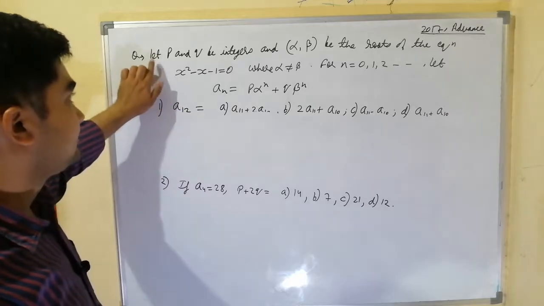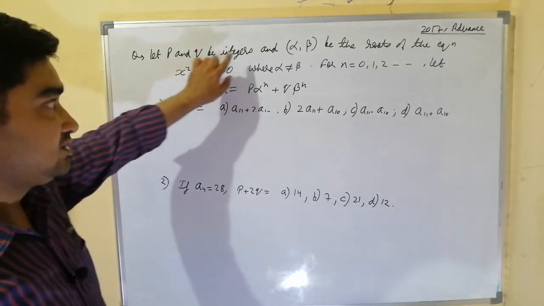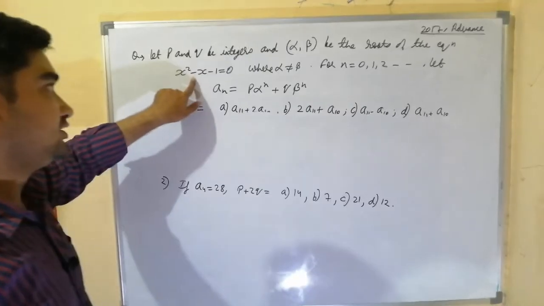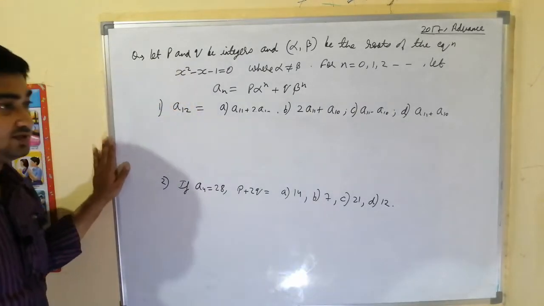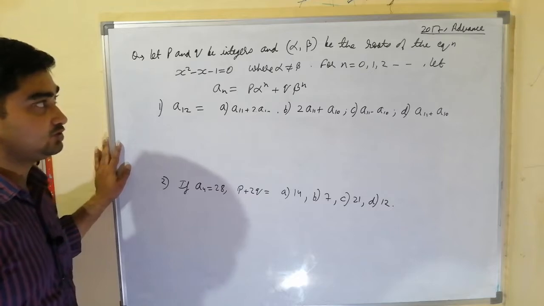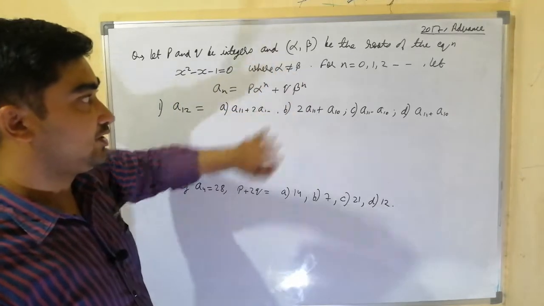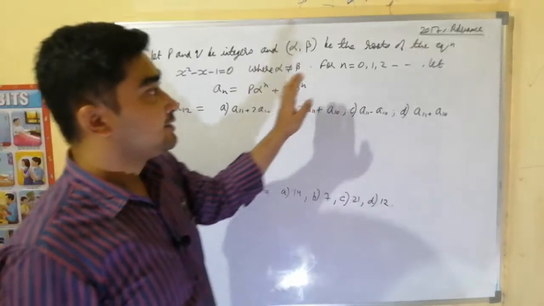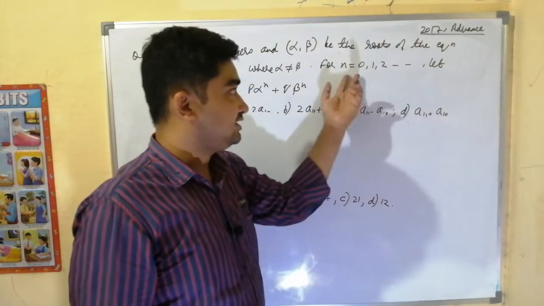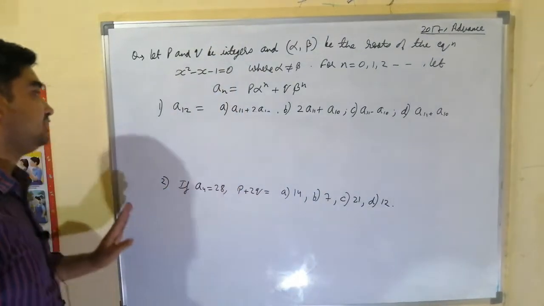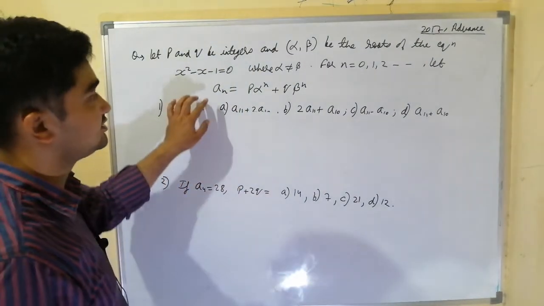So what is the data? It is given that let P and Q be some integers. P and Q are integers and alpha and beta are the roots of this quadratic equation. And they have given alpha is not equal to beta. For n equal to 0, 1, 2, 3, n is some whole number, any integer which is not negative, like this.